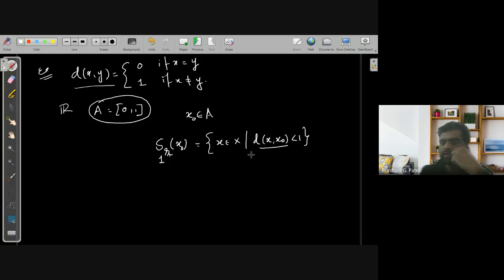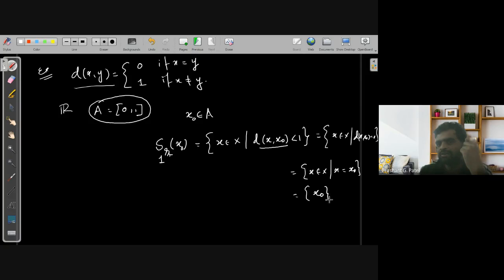So what are the points possible here? There are two possible values of d of x comma x0, either 0 or 1, and this quantity is less than 1. So only two possibilities there, either x is equal to x0 or x is not equal to x0. But here x is not equal to x0 is ruled out because this is less than 1, so we can say that this distance is equal to 0. Therefore, the set of all x such that x is equal to x0. So this open sphere only contains its center.